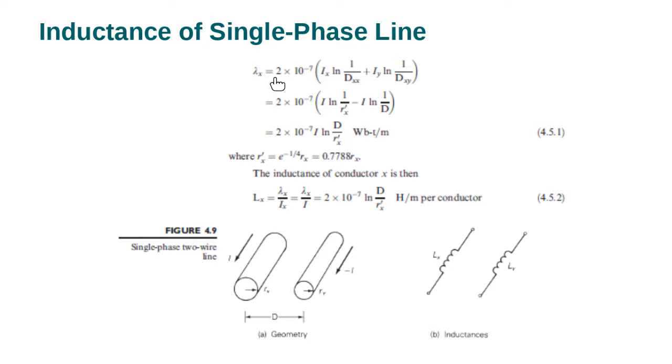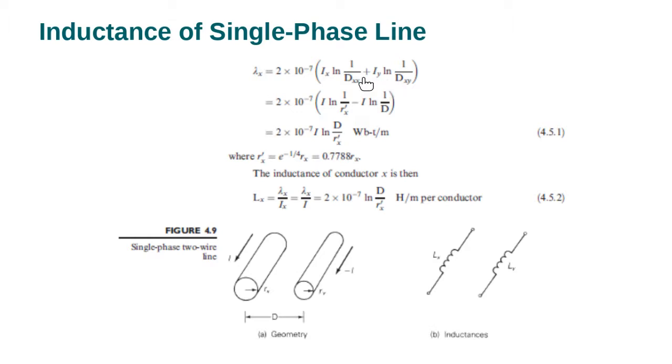This is conductor X. It has a radius DXX, and also DXY, because it also has an effect from Y. Therefore, we need to add it. This is Ix and this is Iy, the current on Y. We have two conductors. One is called X and the other is called Y.